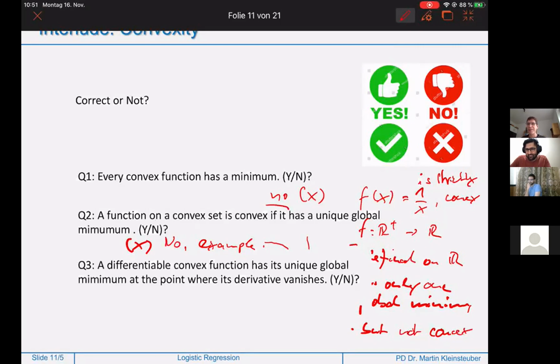Okay, so a differentiable convex function has its unique global minimum at the point where its derivative vanishes. Yes or no? I would say yes, and I would like to try to convince you or give a short sketch of a proof how that could work. So yes, right? So here we are at that point. Why is that so?